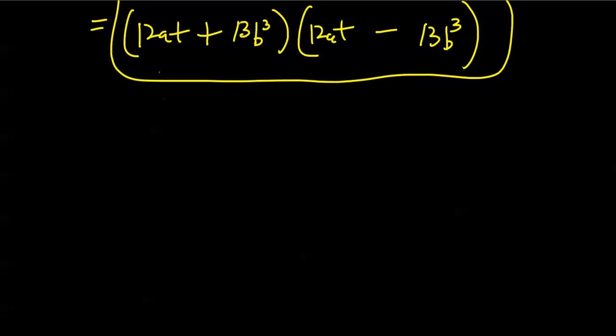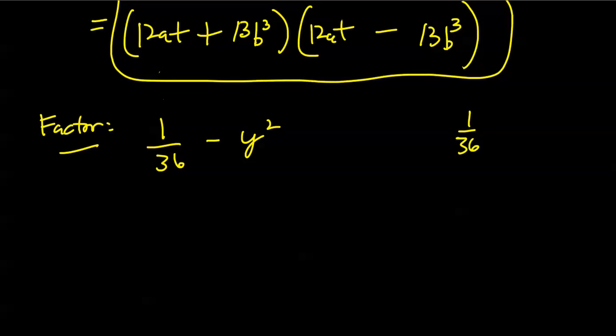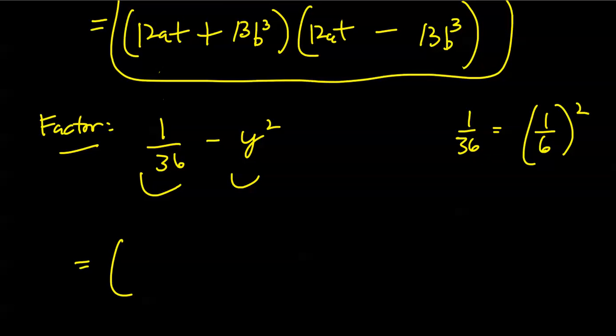Alright, last one. Factor. Uh-oh, this one's got a fraction in it. Well, fractions can still be factored. Notice, 1/36 is really the square of 1/6, is it not? 1/6 squared is 1/36. And if I can view this as a square, and of course y squared is a square, I can break it down according to my difference of squares pattern. One's going to be positive, one's going to be negative in between.